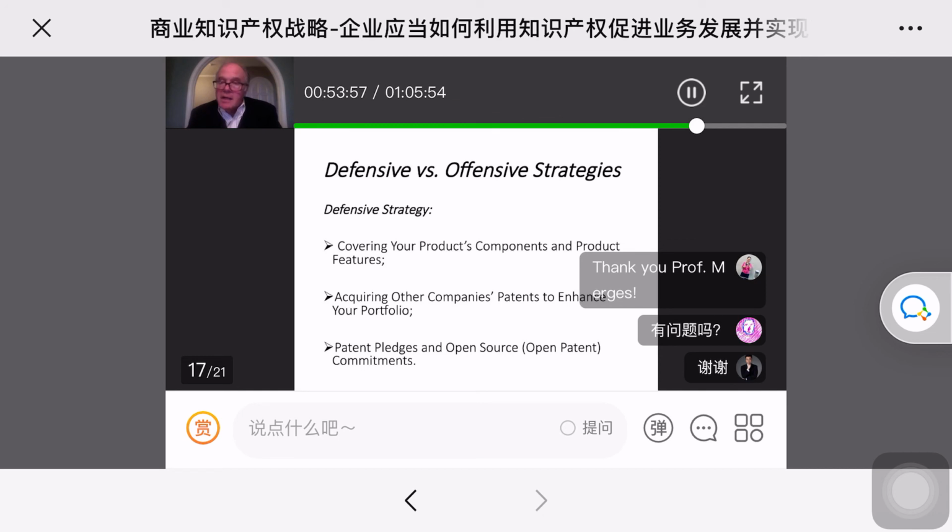These are cases where you hold your portfolio in reserve in the background while agreeing not to enforce your IP against your friends. And there are some interesting strategic dimensions to that kind of strategy. Let me just say a word about the first item on this slide, because I think it is sometimes important.